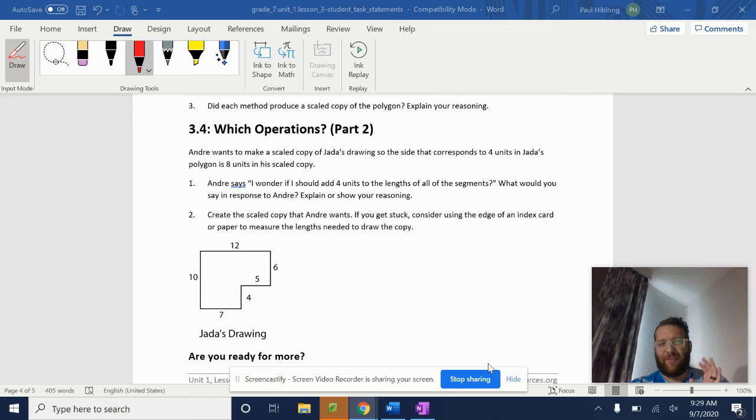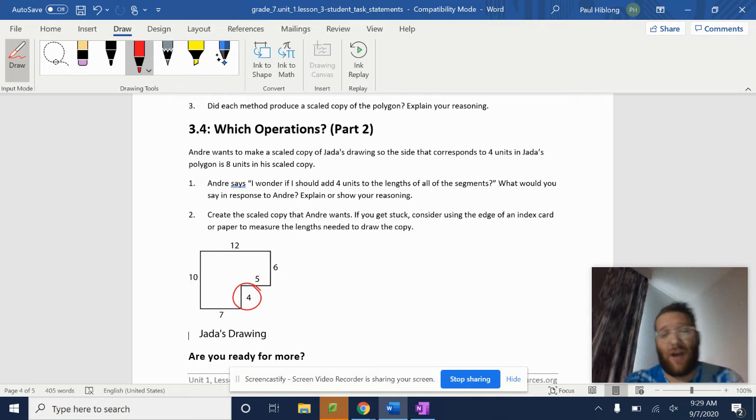For what operations, part 2. We've already seen that Jada has taken the original to a scale copy and she made it smaller. Now Andre wants to make it larger. He wants to make the side of length 4 into 8. And his question is, should I just add 4? And it asks what you would say to him.